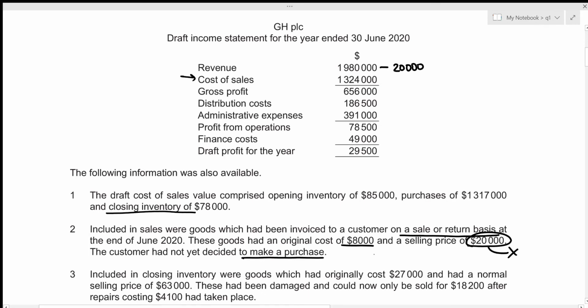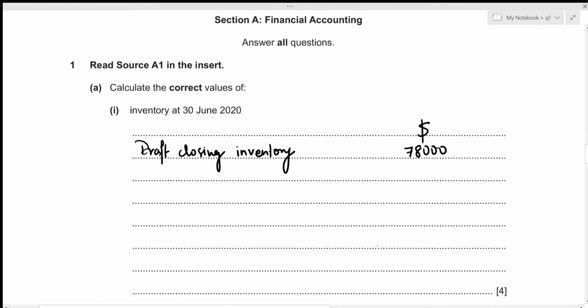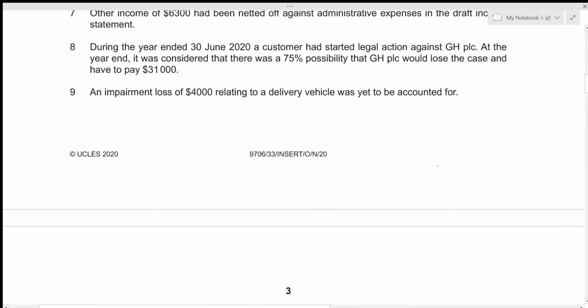And we know that in our inventory, we only include the cost. And we're given that the original cost was 8,000. So we just have to add this 8,000 back into our closing inventory. Let's do that. So we're just going to add our sale or return basis, which had the cost of 8,000. Okay, let's have a look above.